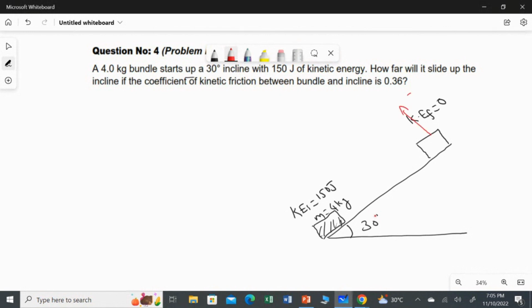So this is your normal force, right? And this is the force due to gravity, which is mg, and this is the x component of the gravity, which is mg cosine theta, and this one is mg sine theta, and here you have the friction force, kinetic friction. Clear? So this is our free body diagram. So now we have to answer one by one.